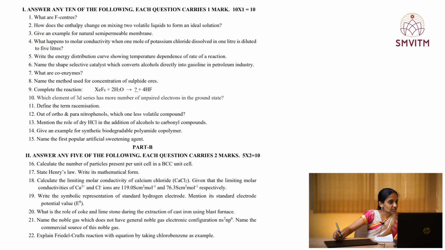Then, question number 10 is a D block question. Which element of 3D series has more number of unpaired electrons in the ground state? It is the element chromium. You can write chromium or you can just write Cr because they have not asked the name. So chromium is the answer. Its outer configuration is 3d5, 4s1. Okay, so maximum 6 unpaired electrons are present.